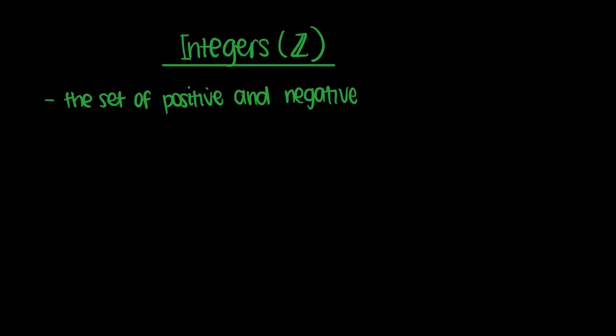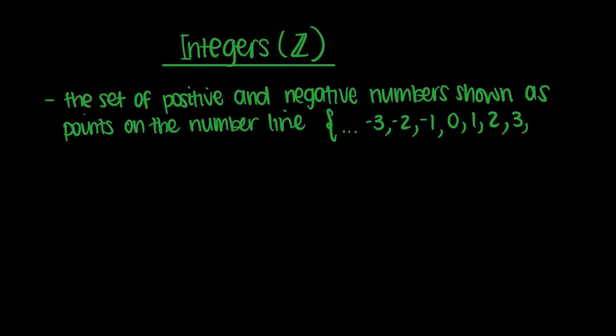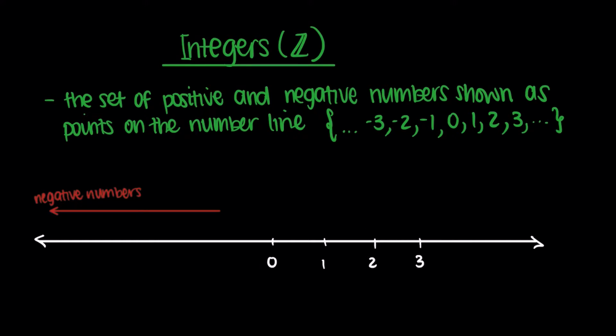First, let's talk about integers, represented by the symbol Z. This is a set of positive and negative numbers shown as points on a number line. This includes all numbers in the set negative infinity, etc., negative 3, negative 2, negative 1, 0, 1, 2, 3, all the way up to positive infinity. Here we have our number line with all the negative numbers extending to the left and all the positive numbers extending to the right.